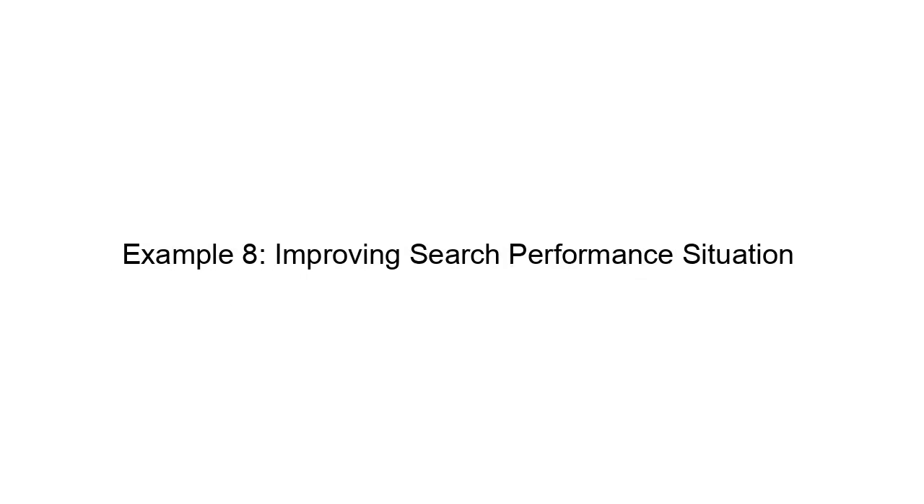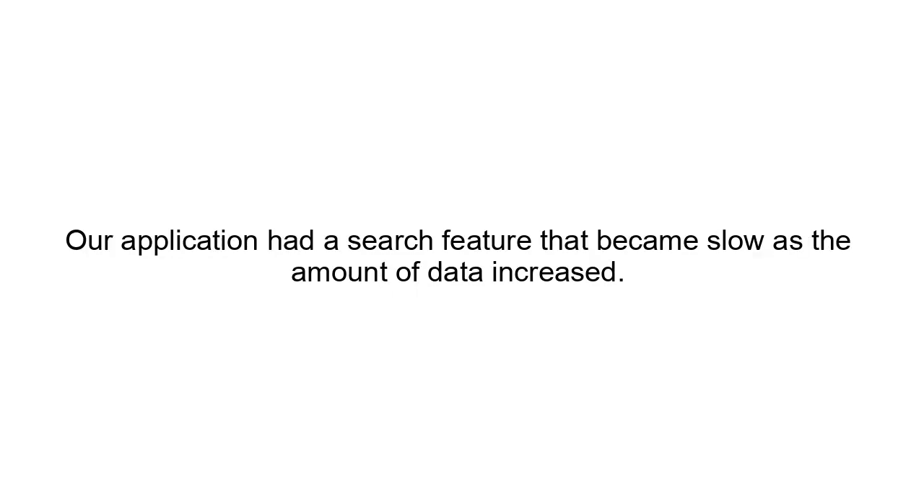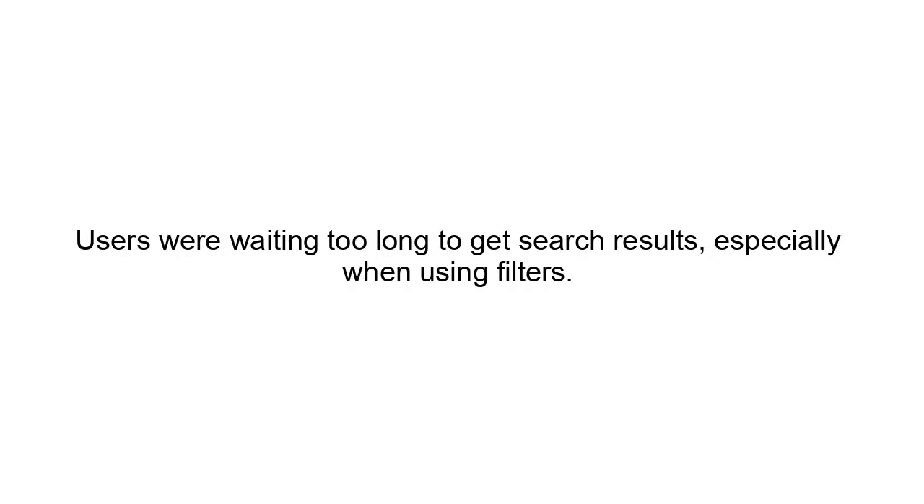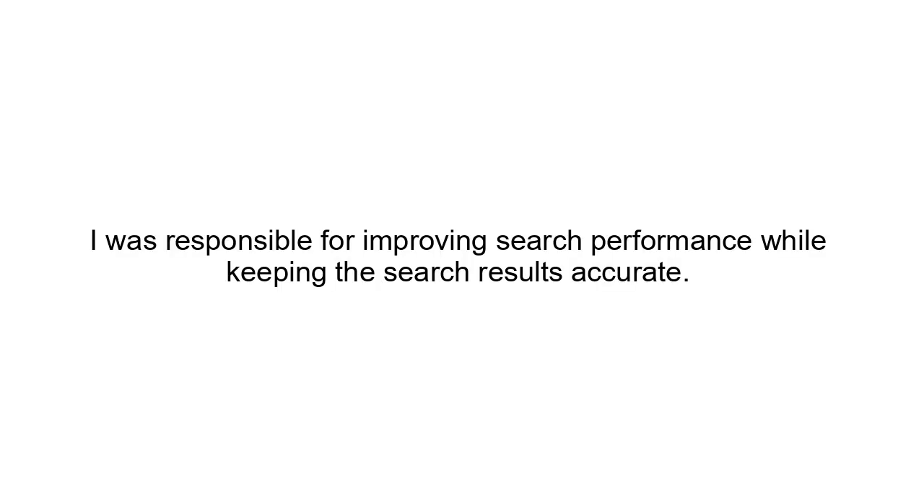Example 8. Improving search performance. Situation: Our application had a search feature that became slow as the amount of data increased. Users were waiting too long to get search results, especially when using filters. Task: I was responsible for improving search performance while keeping the search results accurate.